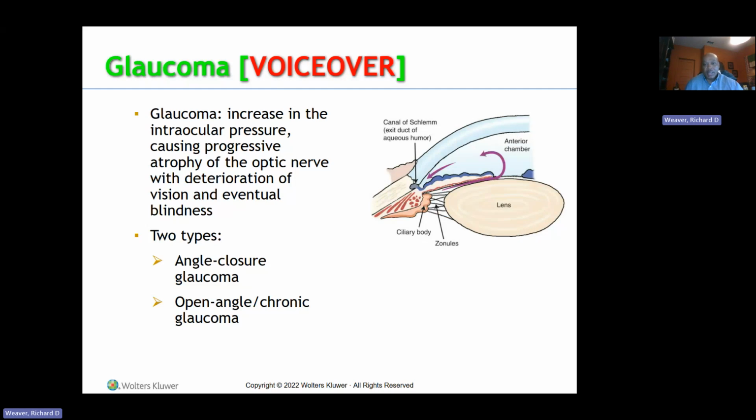Now, there are two types of glaucoma, as I mentioned. Angle closure glaucoma is when the angle here is essentially completely closed. But you also have an open angle, or what is referred to as chronic glaucoma. There would be an opening, but for some reason it is not able to drain properly. Open angle glaucoma is shown in the top portion of figure 53.4, so take a look at that one.